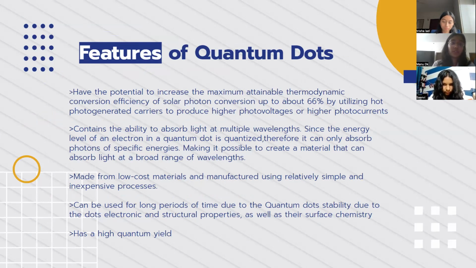Therefore, it can only absorb photons of specific energies, making it possible to create a material that can absorb light at a broad range of wavelengths. Additionally, it's made at pretty low cost due to its low cost materials, as well as its relatively simple manufacturing process that's also very inexpensive. And it can be used for long periods of time due to the quantum dot stability. This is due to the quantum dots' electronic and structural properties, as well as their surface chemistry. And lastly, it has an incredibly high quantum yield.